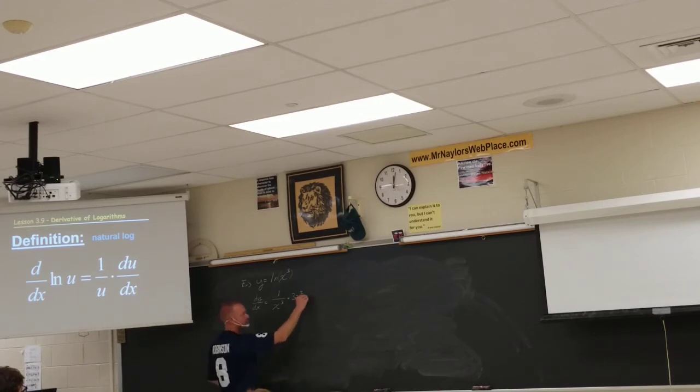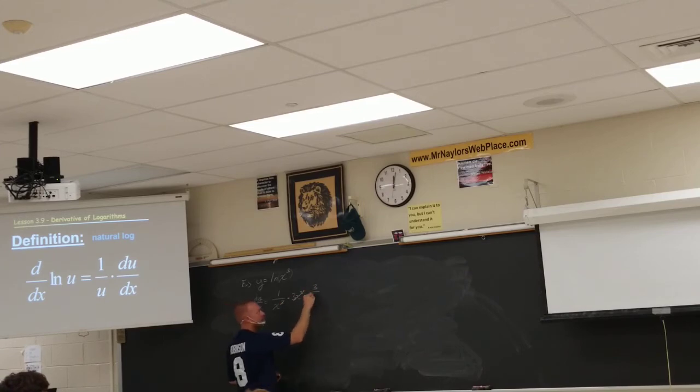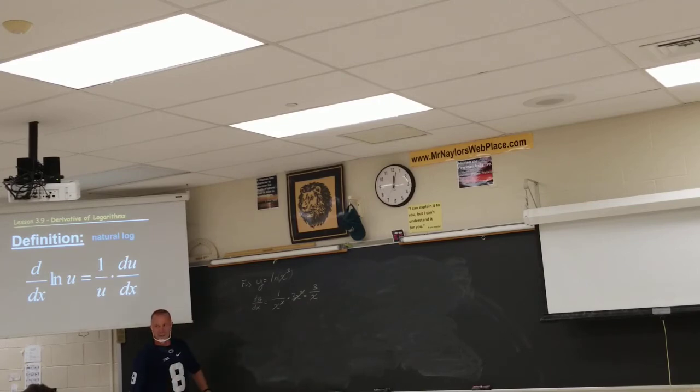Upon further inspection, 1 over x cubed times 3x squared is going to have some canceling. And look what you get. You get something over x. In this case, 3 over x. Seems like it kind of went back to the original rule. Again, that reciprocal idea.